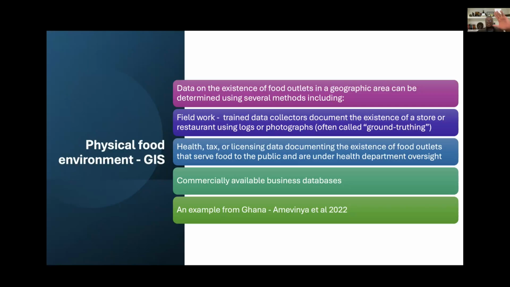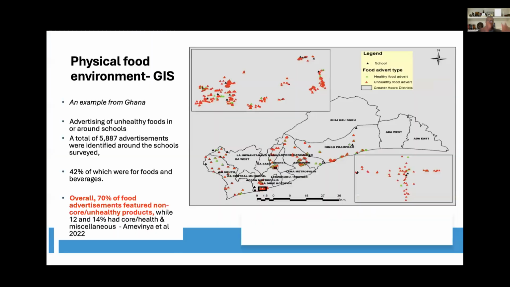So these different domains that I'm going to be talking to you about, I could present an example for each one of them, but in the interest of time, I've just picked two. And so one example for this fiscal food environment domain focusing on GIS is what I'm presenting here.